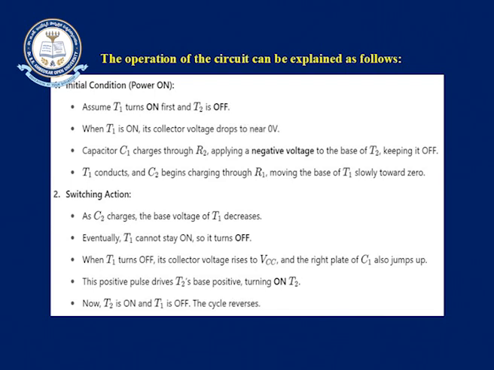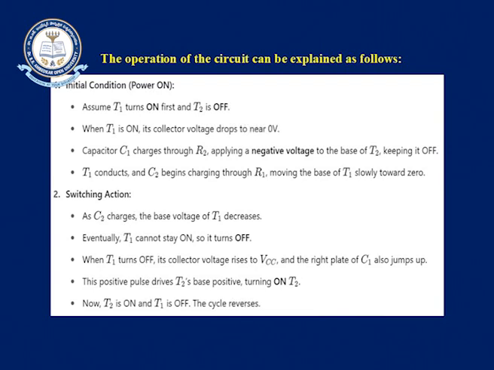Just now we discussed that in place of T1 and T2, the circuit is going to show Q1 and Q2, so no need to be confused here. When Q1 is on, the collector voltage drops near 0 volts and the capacitor C1 charges through the resistor R2, applying a negative voltage to the base of transistor T2 and keeping it off. The capacitor C2 begins charging through the resistor R1, moving the base of transistor T1 slowly towards the edge.